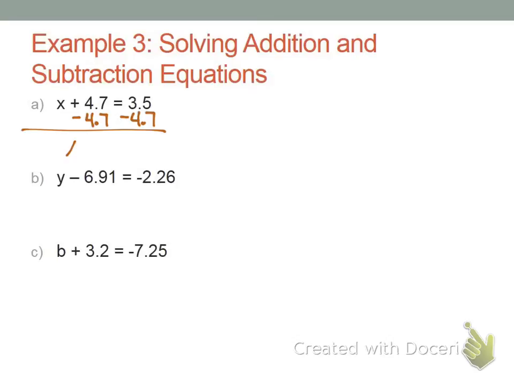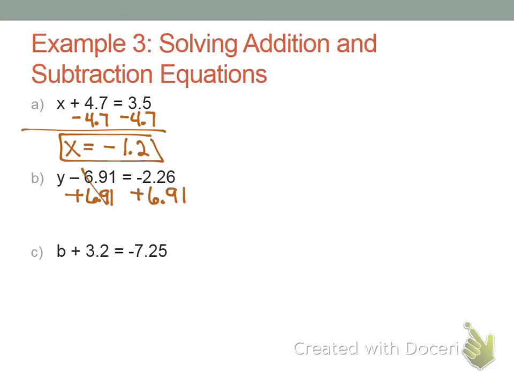Subtract 4 7/10 from both sides. Now you can use your calculator. 3 5/10 minus 4 7/10 equals negative 1 2/10. Alright, what about B? How would I get Y by itself? Someone raise your hand and tell me. Alex? You would add 6.91, yeah, because again, you need these to cancel out.